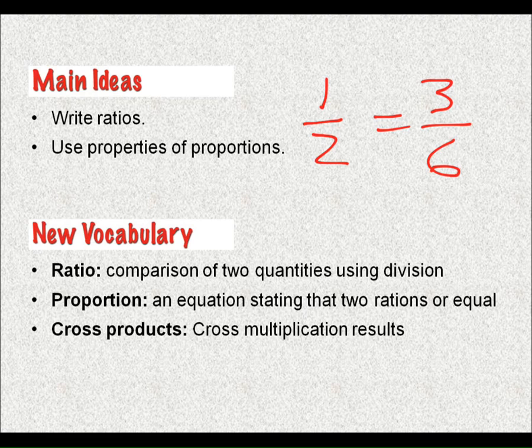And then cross products, that's what we get when we cross multiply. We've cross multiplied before, right? We multiply the diagonals. So in this case, the cross product, 3 times 2 is 6. 1 times 6 is 6. That's how we know those things are proportional. If cross products are equal, then two ratios are proportional. So we can check by cross multiplying to see if these things are proportional.